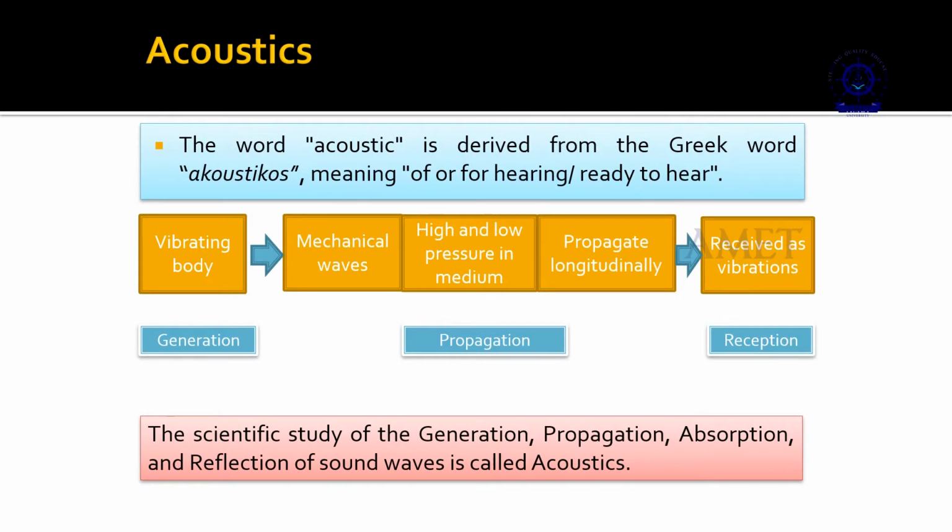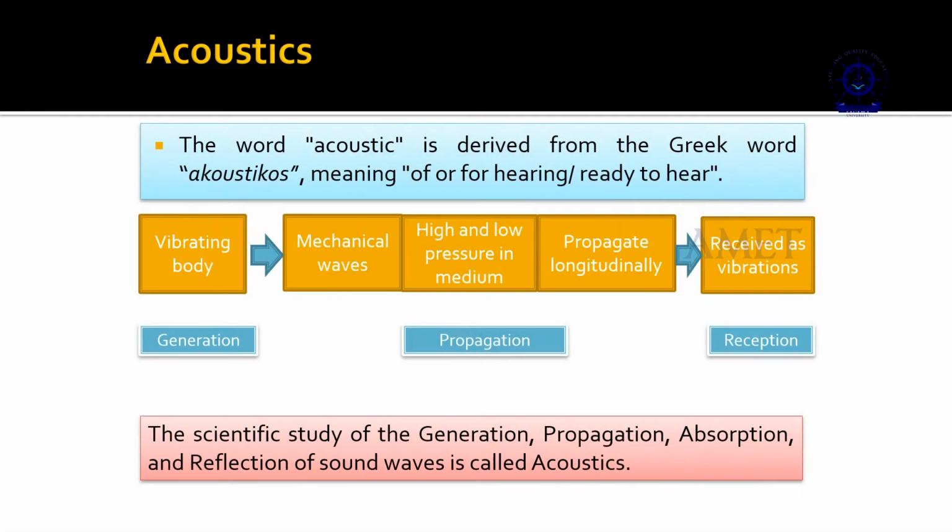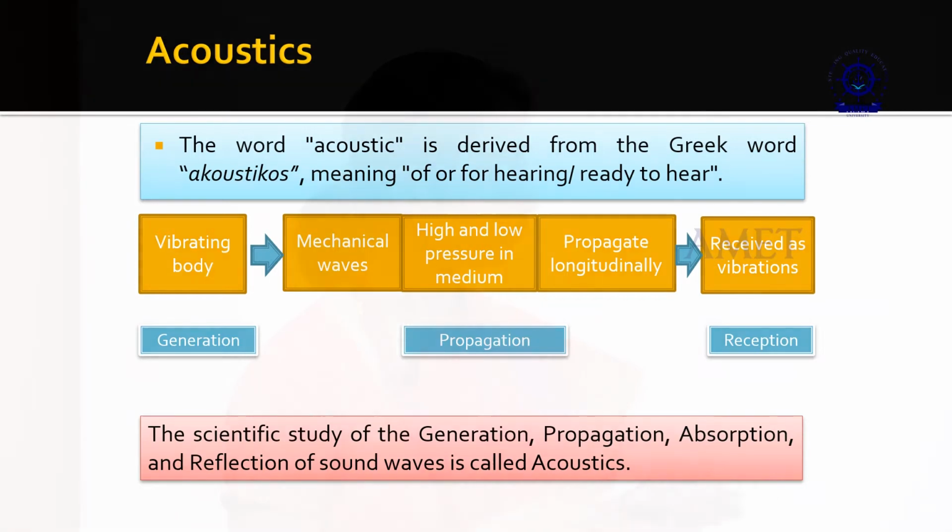reception of sound. So generation of sound happens by the vibration of air molecules, and these vibrating air molecules are transmitted through the air as a change in the pressure with the change in the density of air. And this change in density of air is perceived by our ears, and we thus receive these vibrations through our ears. So the scientific study of generation, propagation and reception of sound is called acoustics.